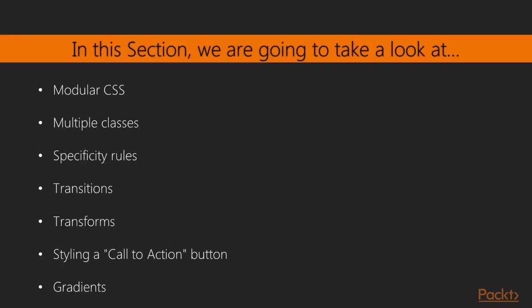We have a lot to go over in this section while building our buttons. Modular CSS and multiple classes will be the first two videos before we switch gears and talk about how selectors can overrule each other in the specificity rules video. We'll then get into CSS3 pretty heavily with transitions, transforms, and gradients, and we'll go through every step of styling a big call to action button.